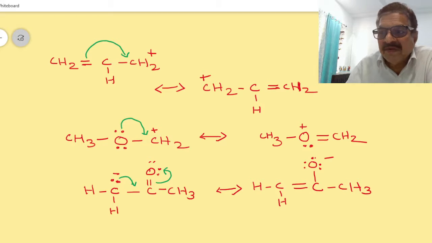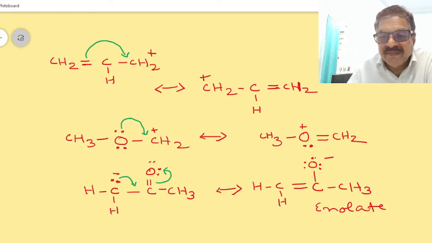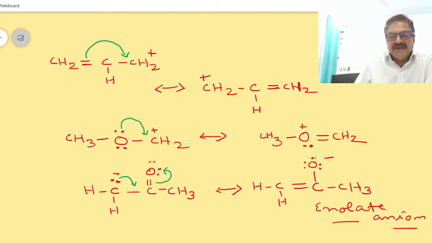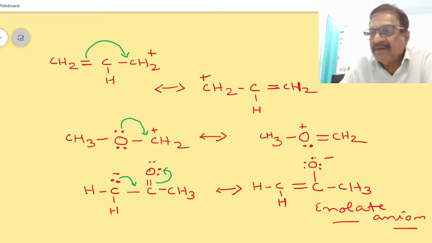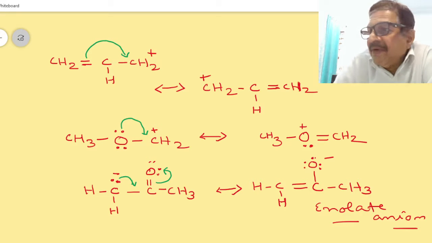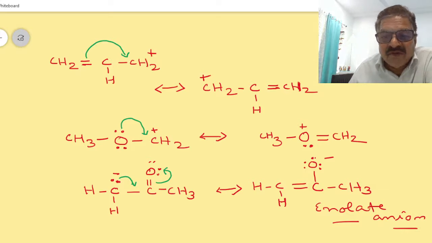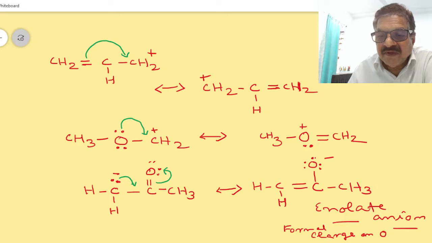What is this? It's a very important anion here. It is known as the enolate anion. It's very important in organic synthesis. We will be discussing all this in detail later in our other classes. CH2, CO minus CH3, enolate anion. You see, there is a formal charge: oxygen's formal charge is -1.